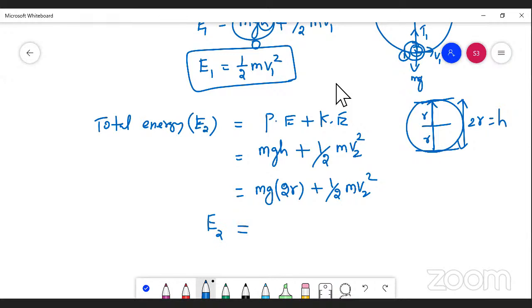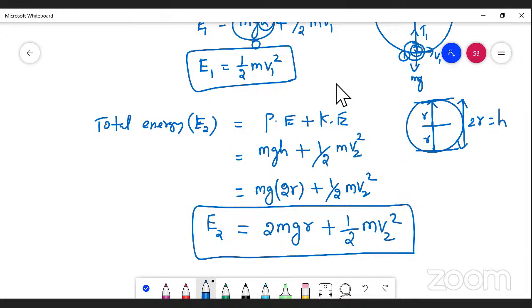E2 is nothing but the total energy at the highest point, I mean point 2, which is equal to 2mgr plus half mv2 square. This is the highest point total energy. Am I right?